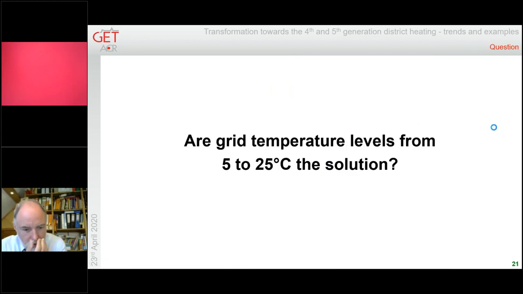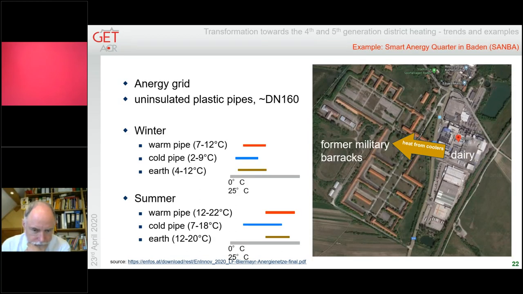So are grid temperature levels from about 5 to 25 degrees Celsius the solutions? So this might be some energy grids. From my point of view, it might be a solution, but only for several projects. So it might not be a solution for everything. Next slide, please, because I would like to show you an example on that.